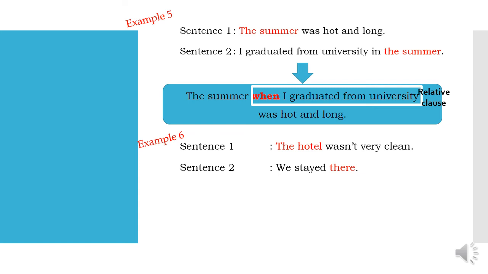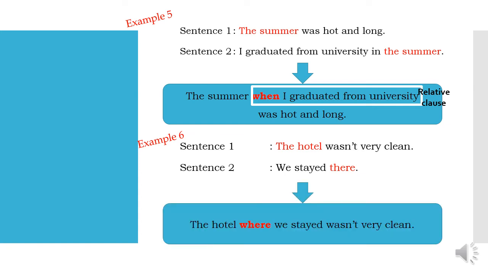where. If you still remember, at the first slide, I said that connector where is used to explain about the place. So the sentence becomes, the hotel where we stayed wasn't very clean. Hotel di mana kami tinggal tidak bersih. After the word stayed, we don't need to use the word there anymore. Why? Because we already replaced there with connector where.